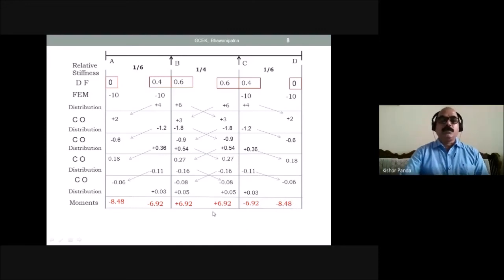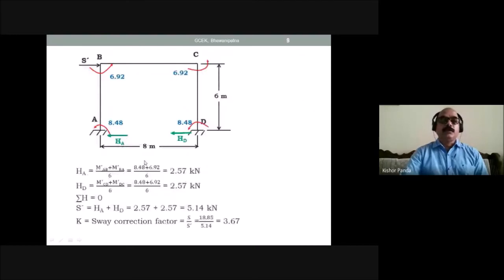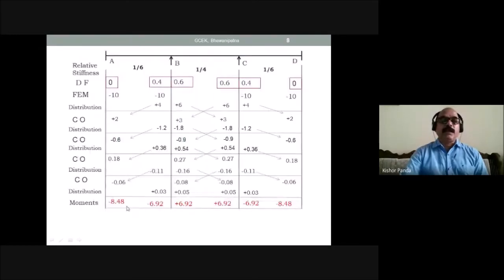So here you go to the moment from the sway analysis. Then what you have to do? You have to find out the sway force S dash. Here you see. So what is the moment here? You are getting minus 8.48.